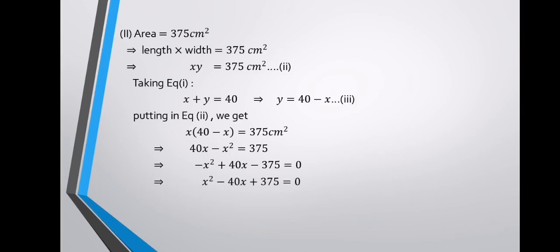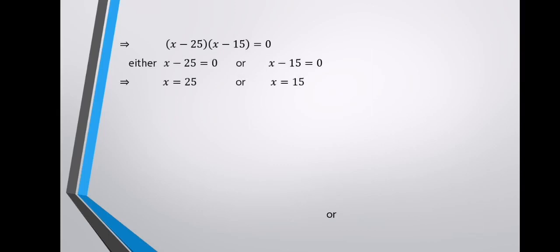And taking the negative sign common out of these three numbers, we just get x square minus 40x plus 375 is equal to 0. Now applying the factorization method, we just get x minus 25 into x minus 15 is equal to 0. Applying the zero product rule, we get x is equal to 25 or x is equal to 15.